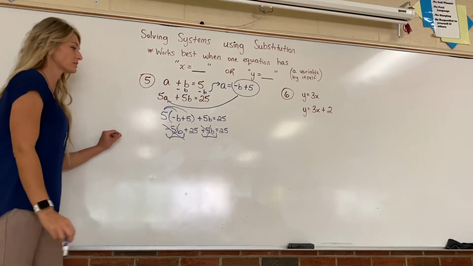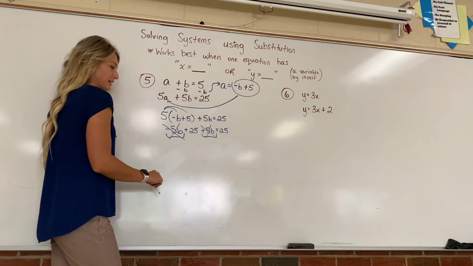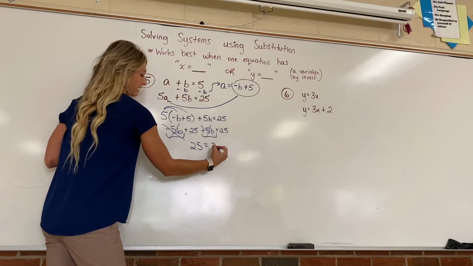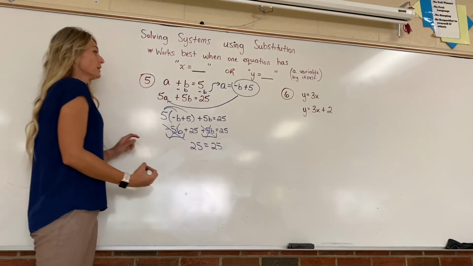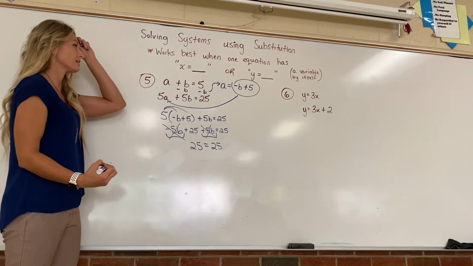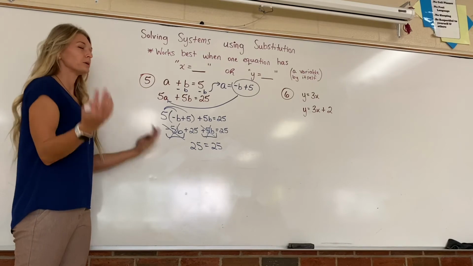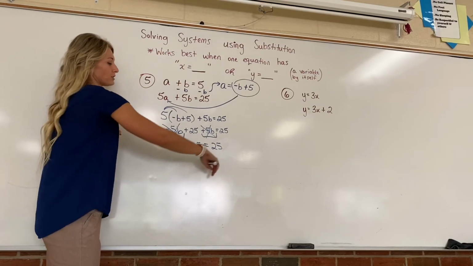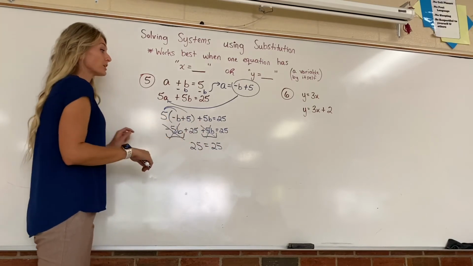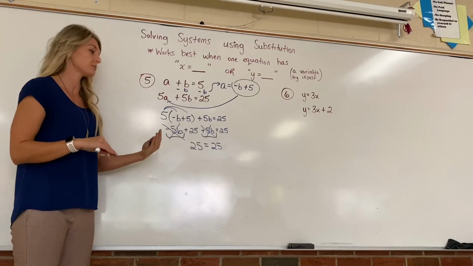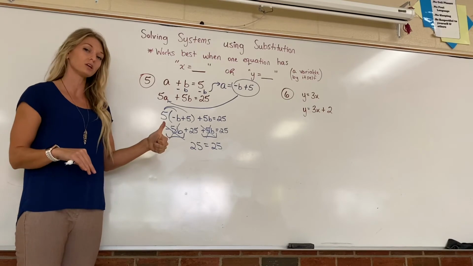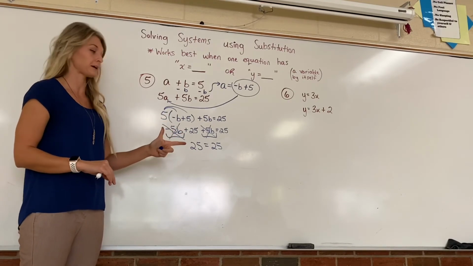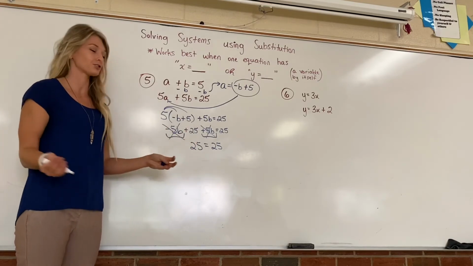So this is where we start to get into the strange things happening. So my 25 comes down, and then that equals 25, all right? So when this happens, just like when we were solving normal equations, when your variables go away and you're left with something like this, you're going to have one of two answers. It's going to be either no solution, or infinitely many solutions that will work, okay? So it's going to be all or nothing, essentially.